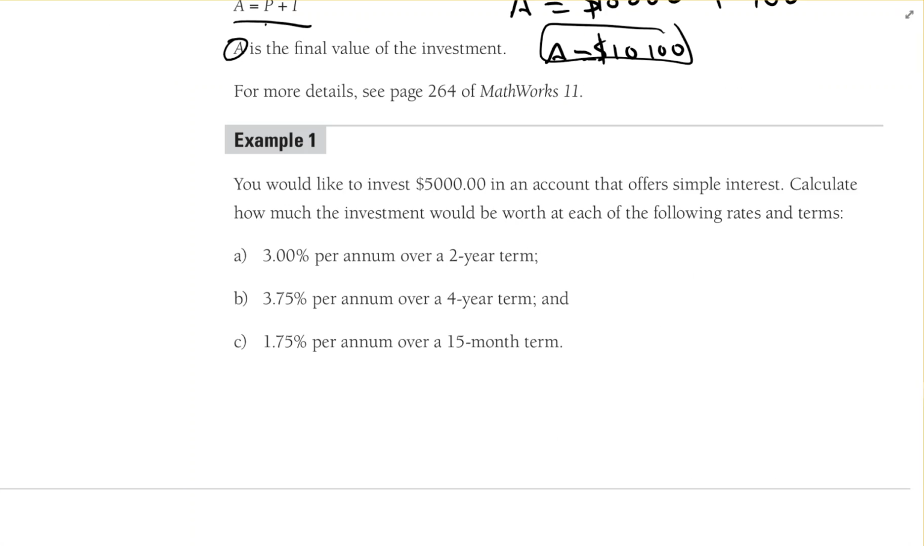All right, so example 1 says you would like to invest $5,000 in an account that offers simple interest.